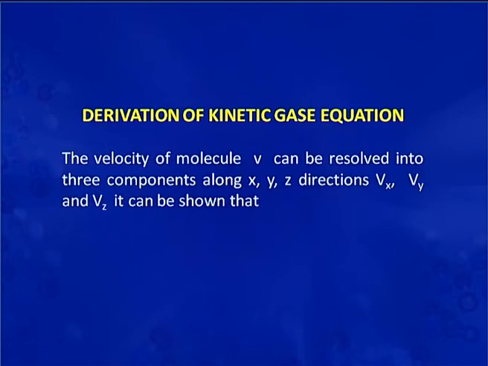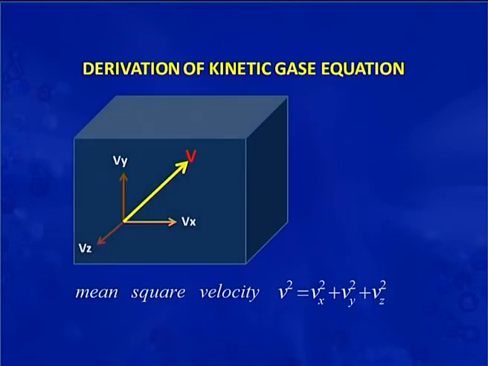The velocity of a molecule, v, can be resolved into three components along the x, y and z directions. So, it can be shown as vx in the x direction, vy in the y direction and vz in the z direction. So, the mean square velocity is v square equals vx square plus vy square plus vz square.